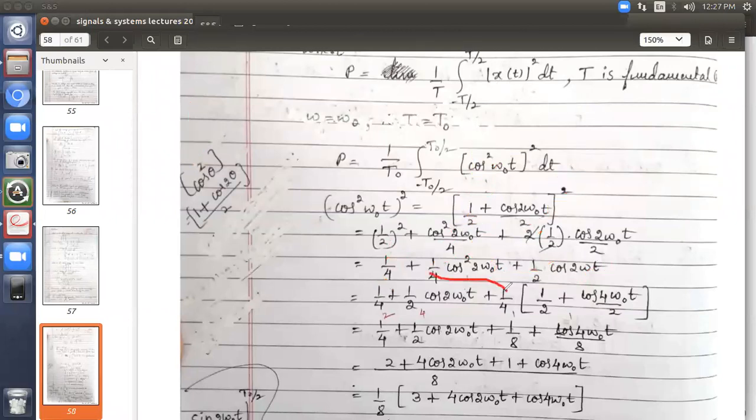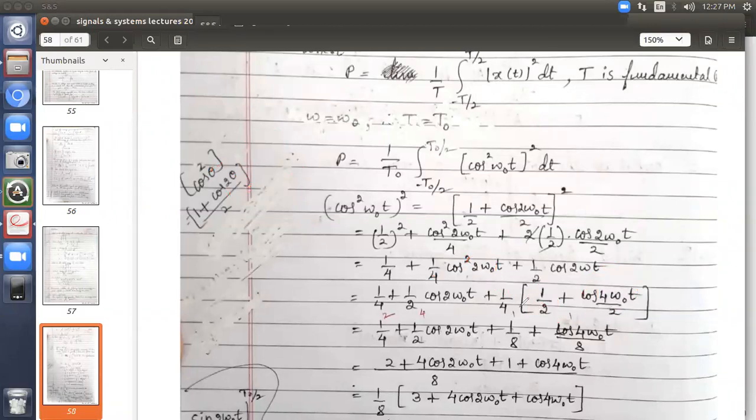See, 1 by 4 I have kept as it is. Instead of cos square, again 1 plus cos 2 theta divided by 2. I have split the denominator. This time, theta is 2 omega naught. So 2 times 2 omega naught is 4 omega naught. Because if theta is 2 theta here, it will become 4 theta in the final formula, right? So accordingly, you will get 4 omega naught into t.